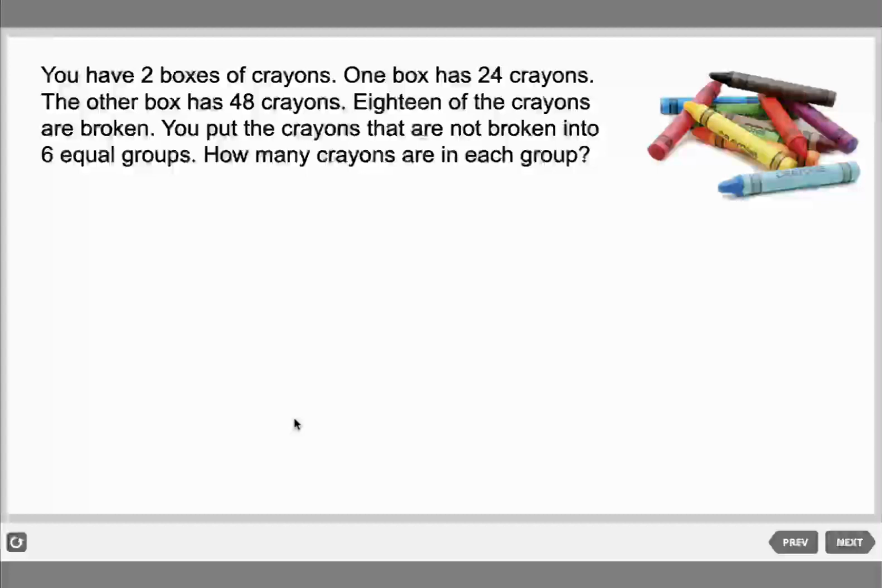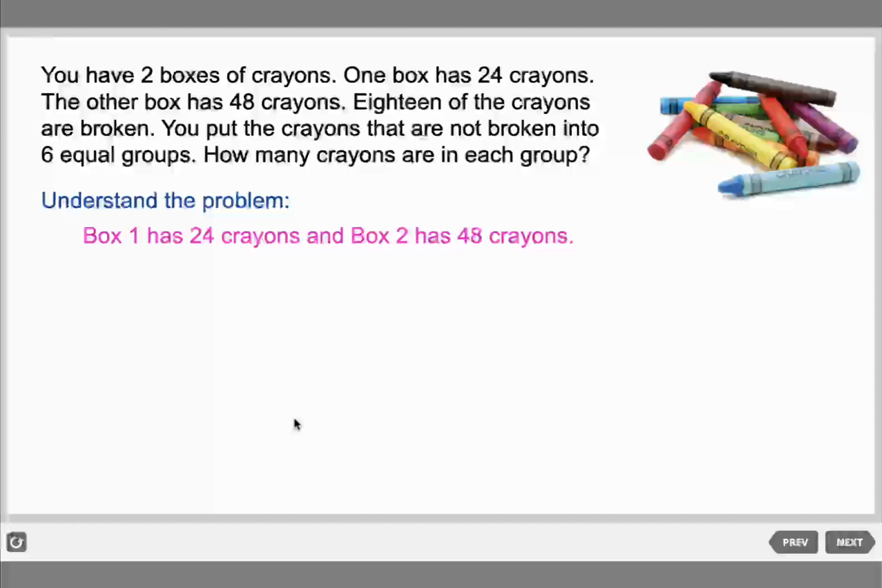We need to take it step by step. What do we know? You know that you have one box with 24 crayons and one box with 48 crayons. Okay, let's draw a picture, a model here. So, you have two boxes, one of them with 24 crayons and the other with 48 crayons.